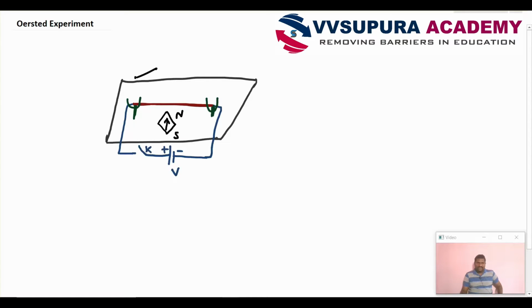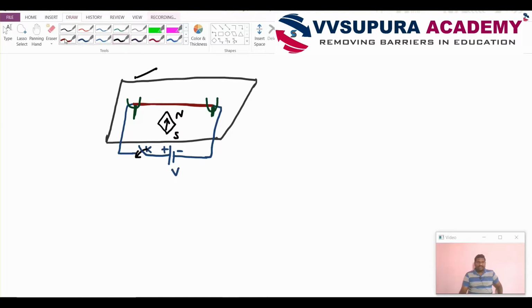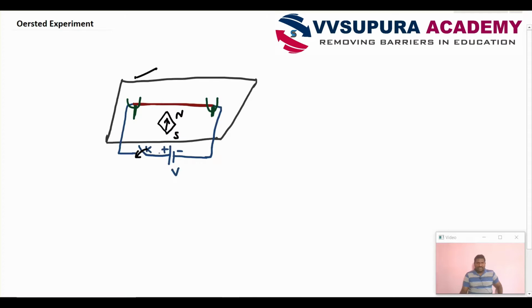After that, if I close the switch, what will happen? Because of this battery, some current will flow through it. So this is the current direction. The current will flow through the copper wire.